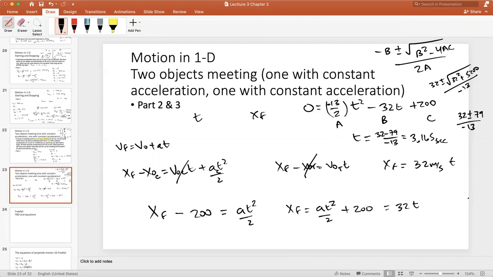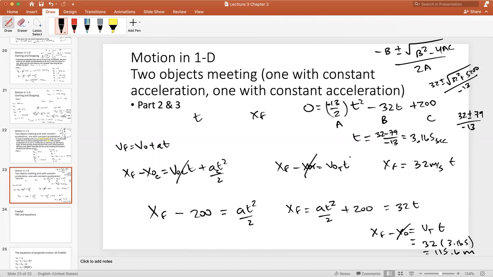Once I have that, we're essentially done, because we can use the time for the truck. The position for the truck was the velocity of the truck times time, and since the initial position was 0, this will be where they meet. The velocity of the truck was 32, so 32 times 3.6165 gives me 115.6 meters. Okay.